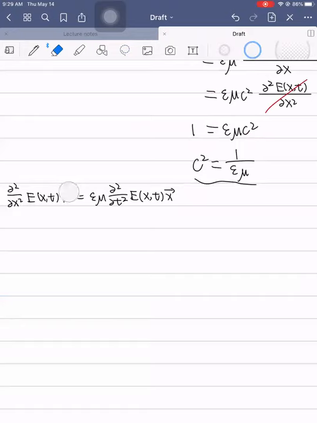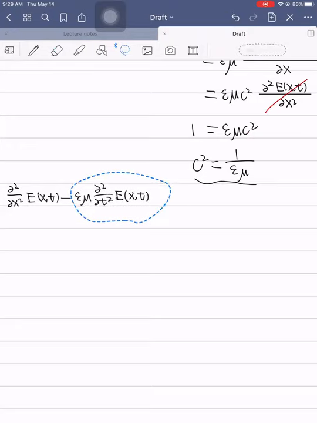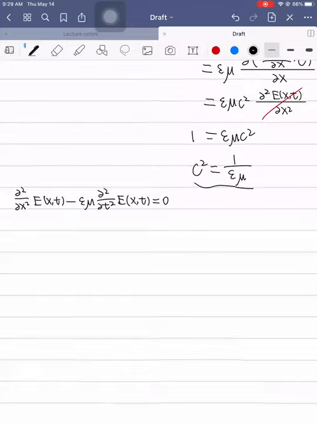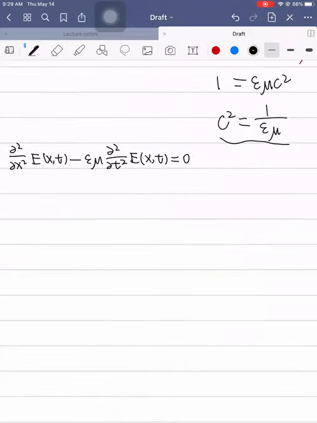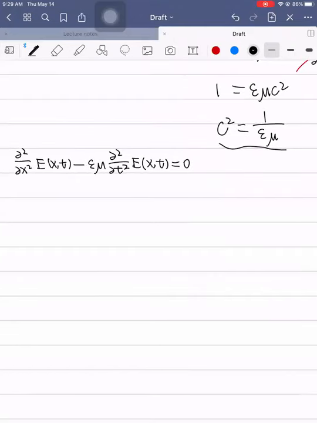Since it's a 1D equation, we can cross out this direction vector first. And to make the equation more concise, we can use the wave speed to replace these two quantities. It will become like this.